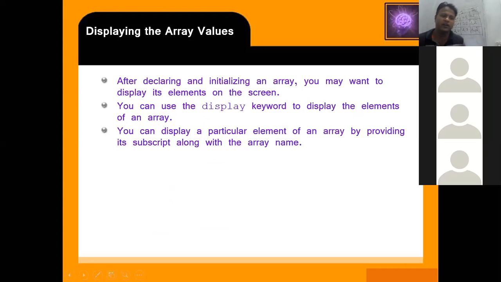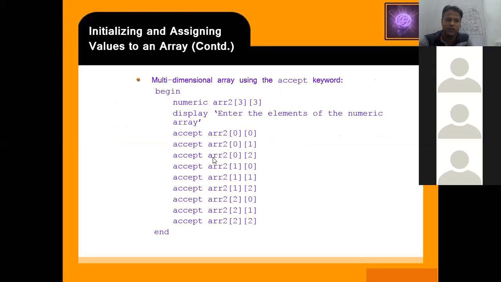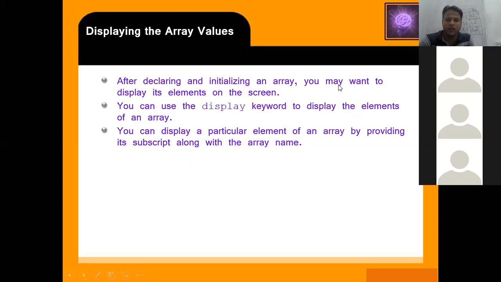So after declaring an array, you have to initialize the values. You can accept the values in the multi-dimension array. So after declaring and initializing an array, you may want to display its elements on the screen. You can use the display keyword to display the elements of an array. You can display a particular element of an array by providing its subscript value. Subscript value, that is 0, 1, 2, that value we are passing.